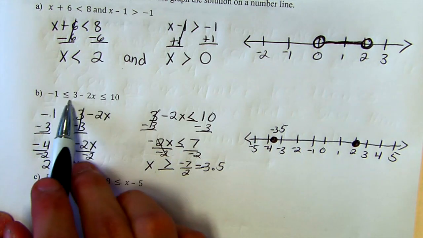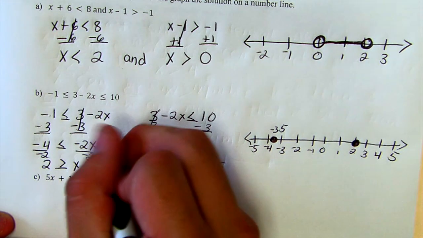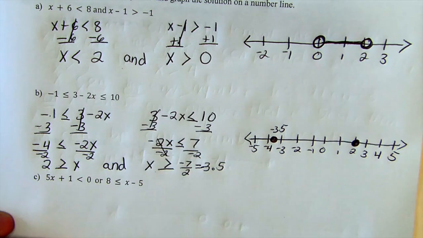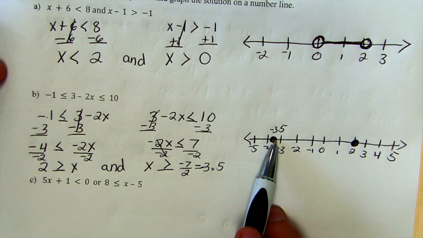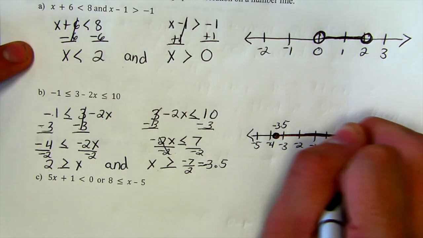Since we have this double inequality here, we would use and. So we want to see where they are the same. What we need to do is shade in between negative 3.5 and 2.